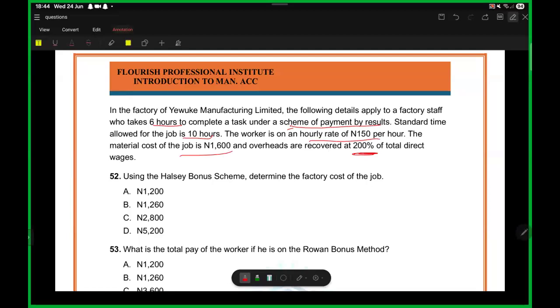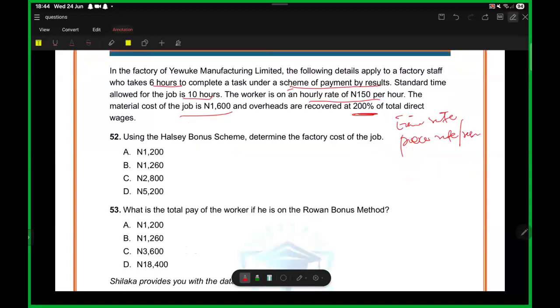So once you see a question like this, it is trying to bring us to job costing, or the costing method, while also factoring in the bonus scheme. This morning we spoke about the bonus scheme, the types of calculating labor by time rates and by piece rates. And piece rate here is what we call by result. Now let's look at what the question is demanding. Using the Halsey bonus scheme, determine the factory cost of the job.